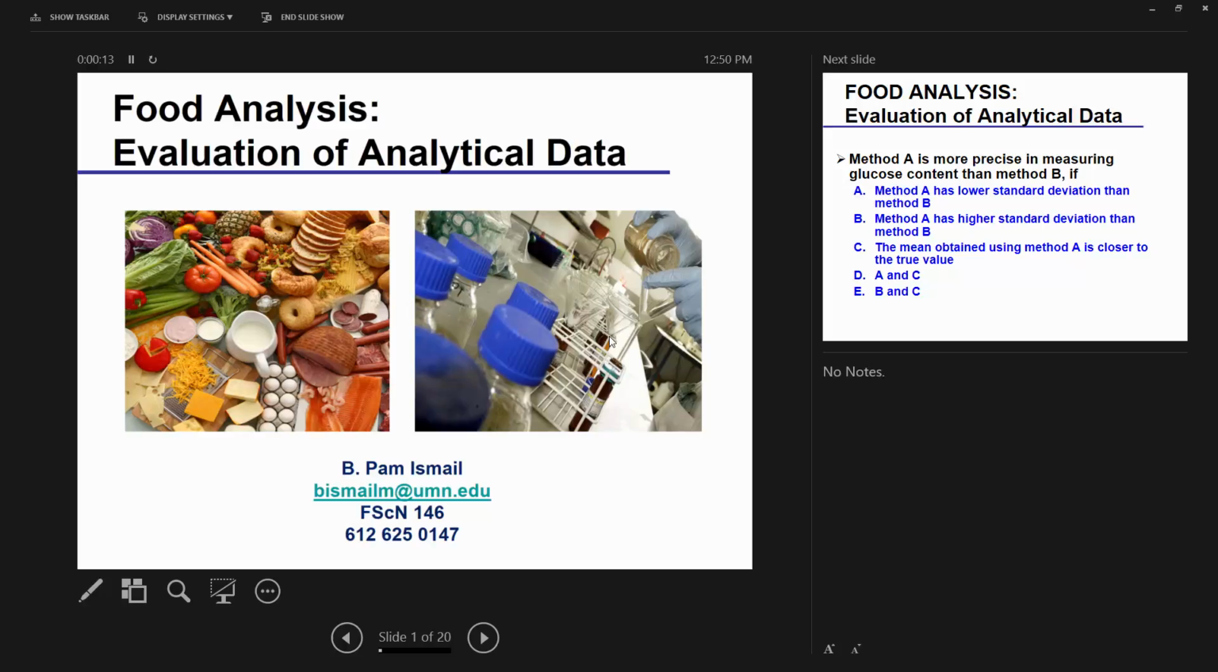So today we're going to talk about evaluation of analytical data. For some of you this is a very easy topic. For some of you you need a refresher. For some of you it might be altogether new. We'll see.